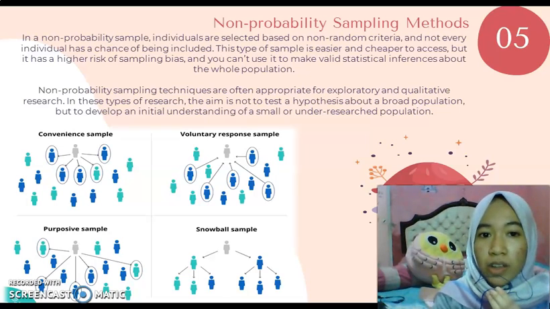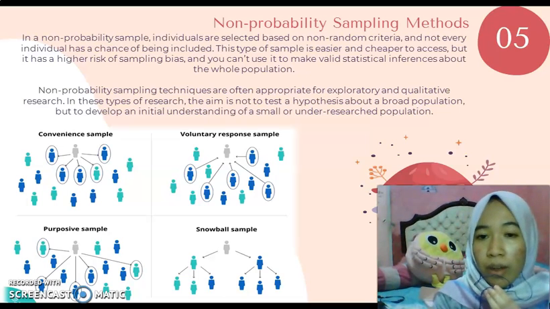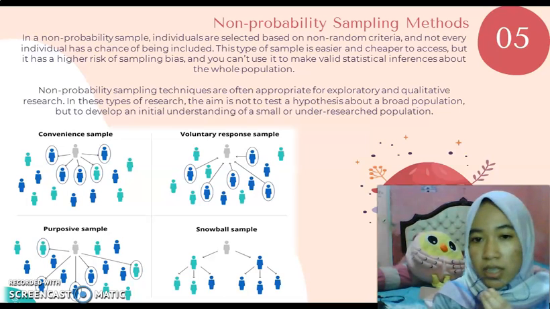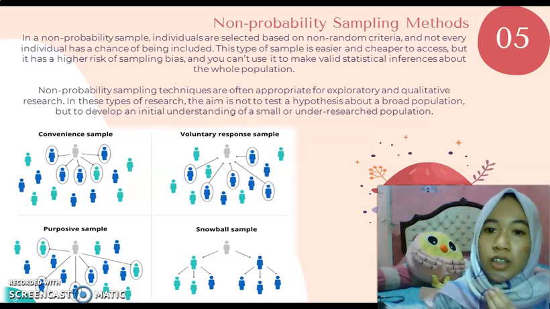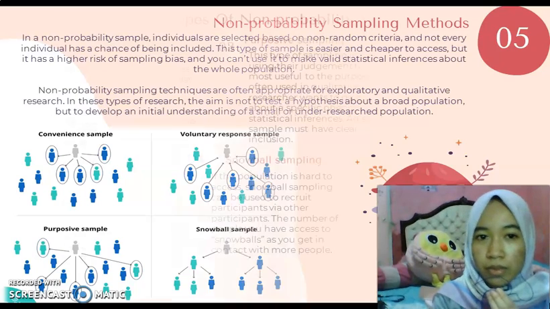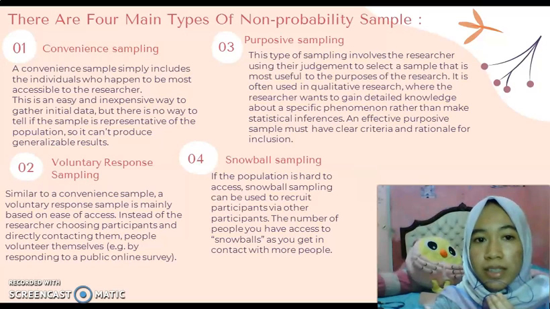Non-probability sampling techniques are often appropriate for exploratory and qualitative research. In this type of research, the aim is not to test a hypothesis about a broad population, but to develop an initial understanding of a small or under-researched population. There are 4 main types of non-probability sample.